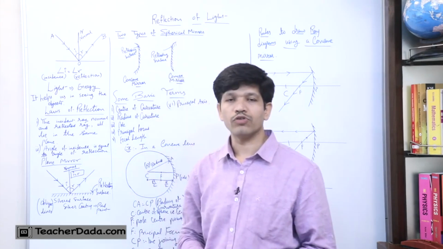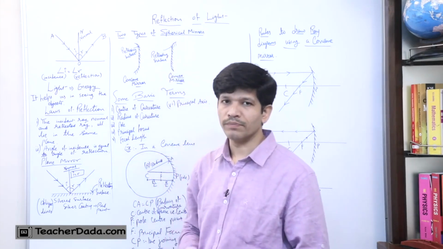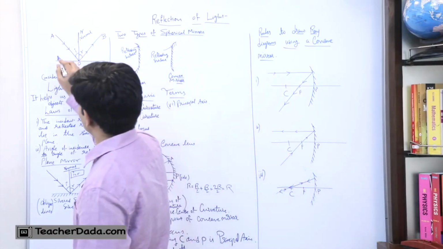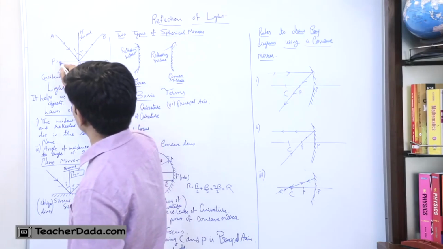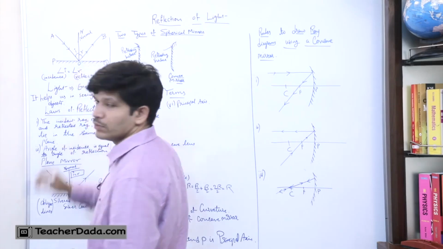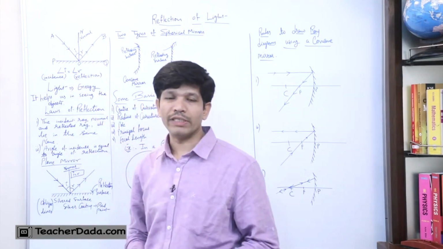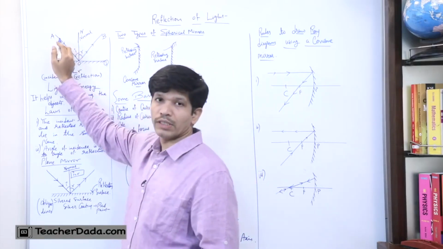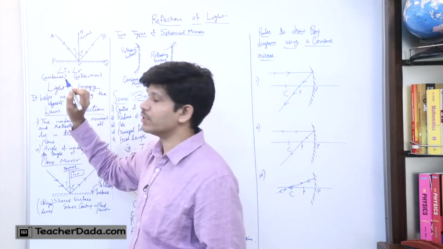Now let us see some of the properties of this. Suppose light falls on any plain flat surface. Let us take the glass mirror. Let us take this as PQ, so this is POQ, and this is the mirror. Here is the point O, which is known as the point of incidence. Now let us take the incident ray, which is the light ray. It is falling on the mirror at point O, the point of incidence.